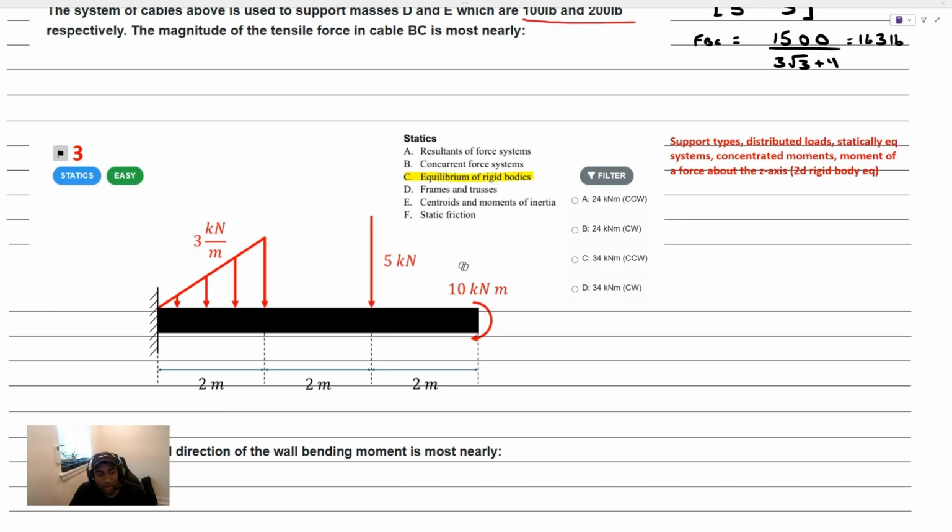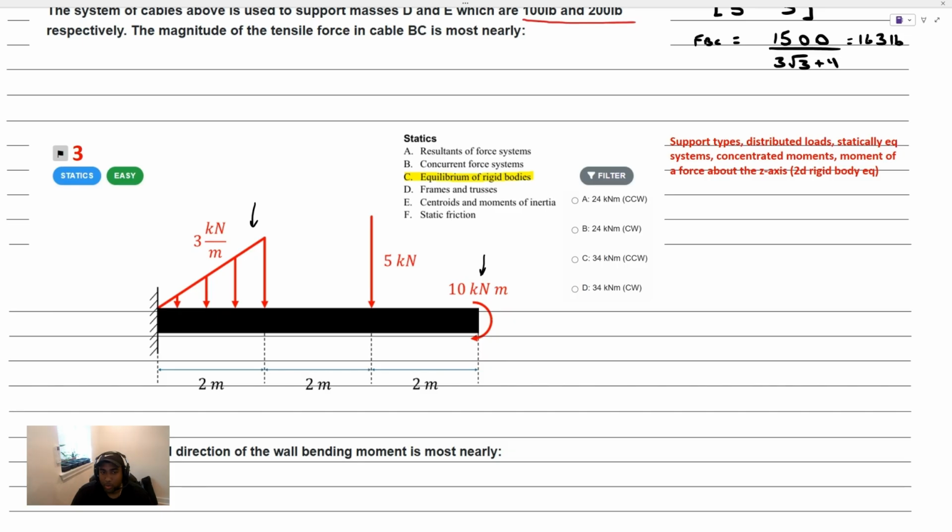A. In this problem, we're looking for the magnitude and direction of the wall bending moment, and we're given a cantilevered beam here with a distributed load, triangular distributed load, as well as a concentrated moment and a point load. And we're given some of the distances, and we're just asked for the magnitude and direction of the wall bending moment here. So clockwise or counterclockwise, and the magnitude of that couple.